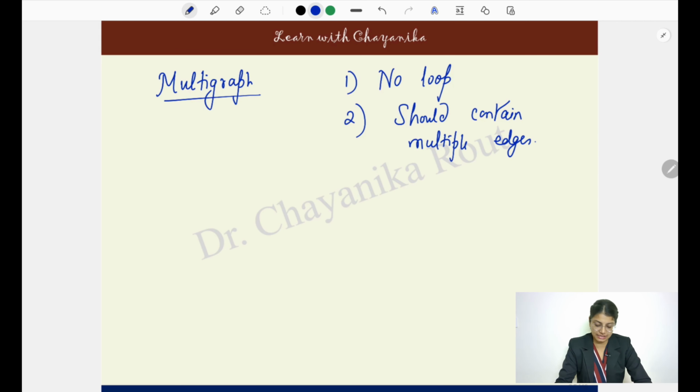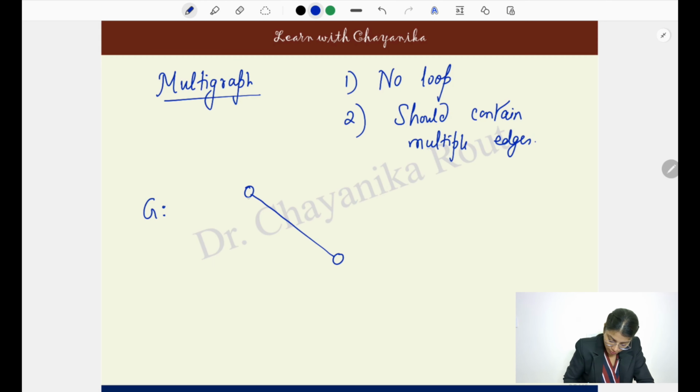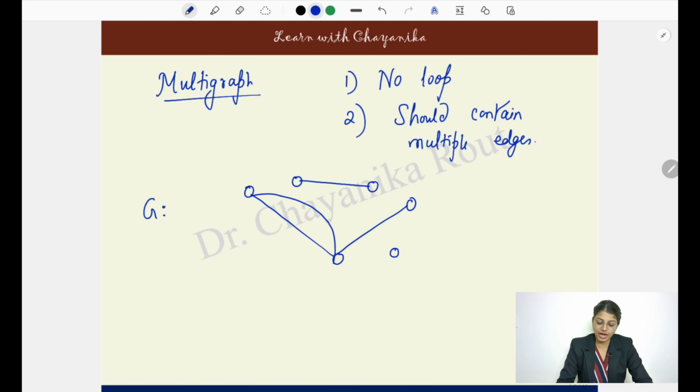Then we call the graph multigraph. For example, let's draw a graph which is free from loops but has multiple edges. Okay, so I have drawn a graph in which we don't have any loop at any vertex and I have a pair of multiple edges E1, E2. E1 and E2 are multiple edges because they share the same pair of end vertices. That makes the graph a multigraph. So, loop should not be there, but the graph should contain multiple edges, then only it will be called multigraph.